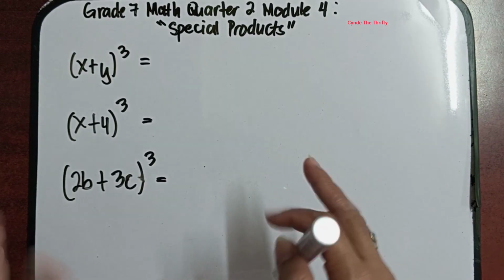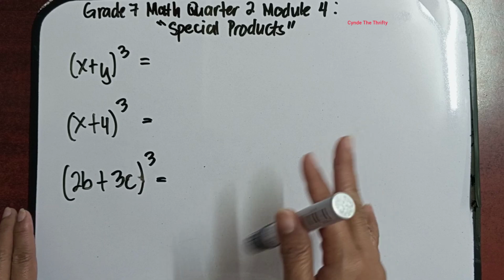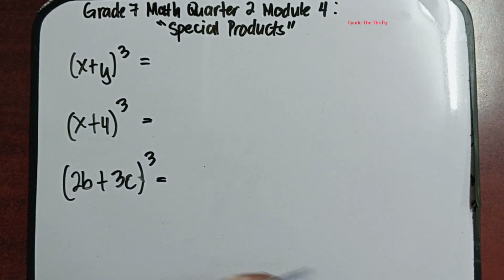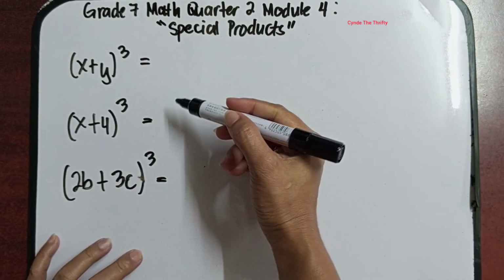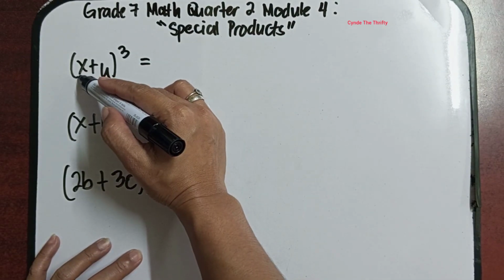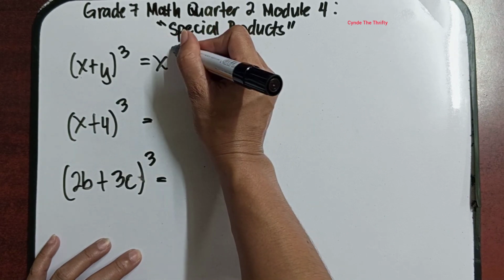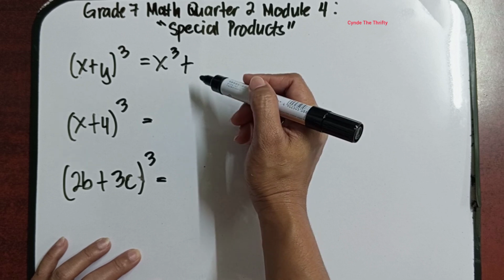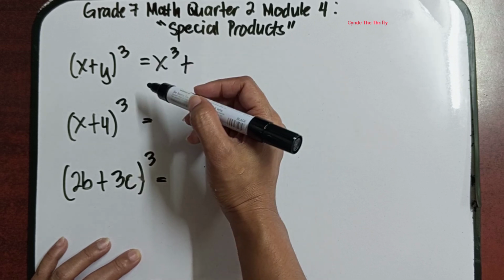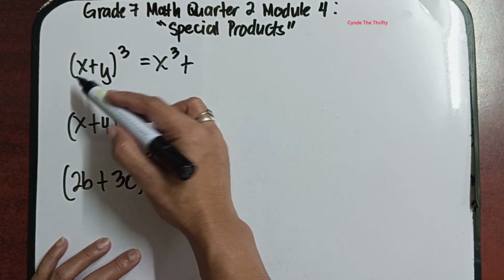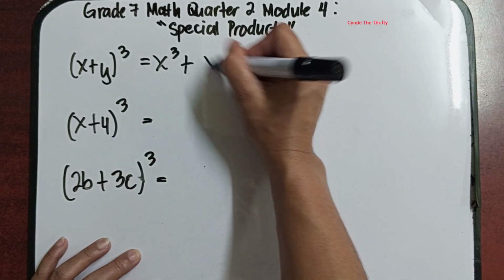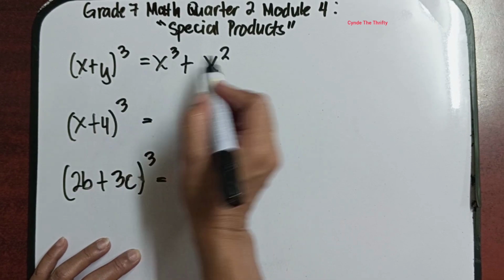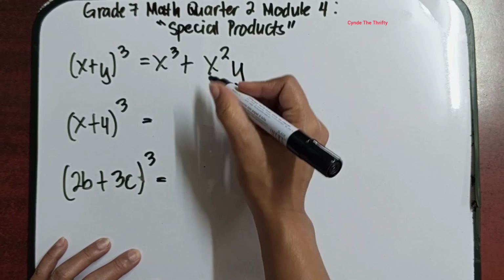Ngayon, sasagutan natin ang ating example gamit ang ating formula. Okay, so meron tayong example dito, x plus y cube. Ano yung unang gagawin natin? Ang ating first term is i-cube natin siya. So, ang first term natin is x. So, ang sagot natin is x cube. And then plus, ano yung susunod na gagawin? Ang susunod na gagawin natin is i-add natin ang square of the first term. So, ang square ng first term is x squared multiplied by the second term, x squared y, okay, times 3.